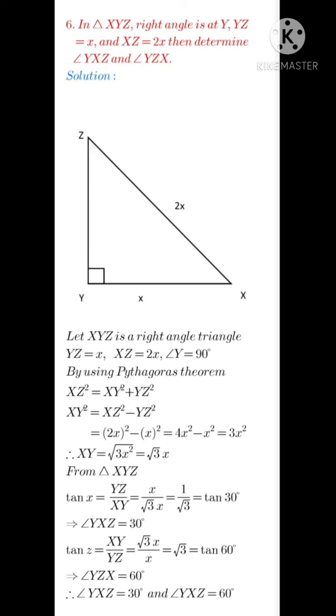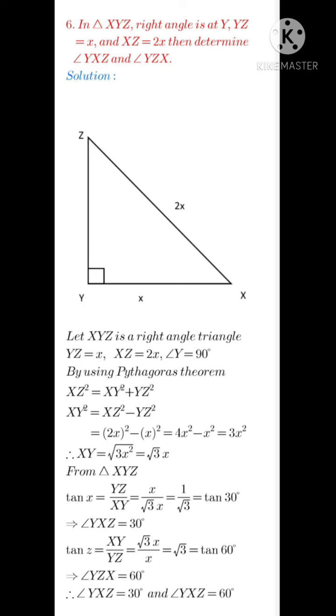By using Pythagoras theorem, XZ square is equal to XY square plus YZ square. So XY square is equal to XZ square minus YZ square, that is equal to 2x whole square minus x square, which is 4x square minus x square, that is equal to 3x square. Then XY is equal to root 3 x square, that is root 3 x.